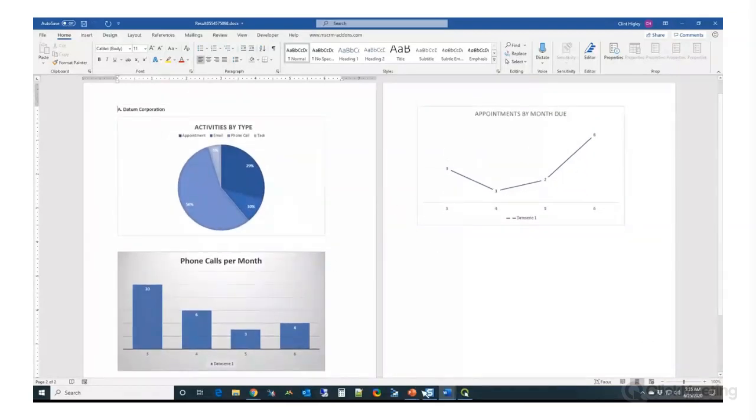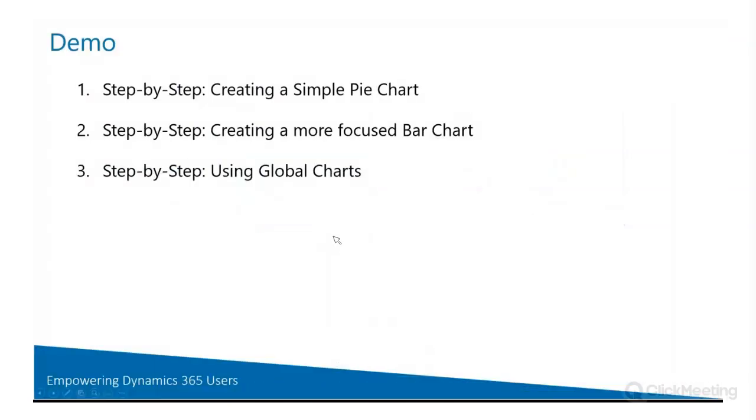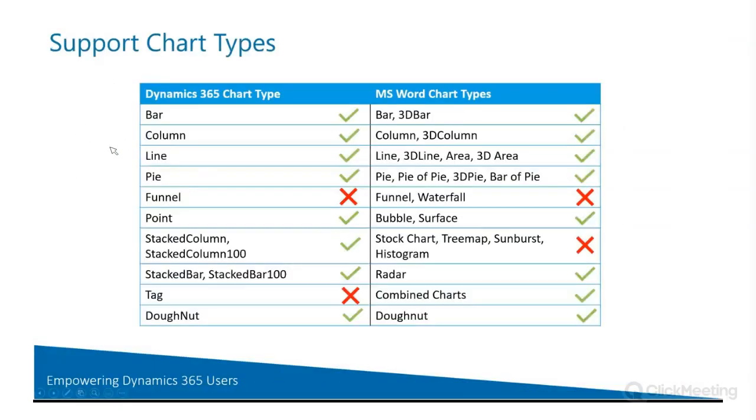So real quick, I just want to go back here and show you the different supported chart types. In this column here, we have all the charts that are supported by Dynamics 365, and all the Word chart types that we support. So I'm just going to go over. We do not support the funnel and waterfall charts, and then these stock charts, tree maps, sunburst, and histograms. We do not support that, and the tag chart. But as you can see, most other charts and a lot of your common charts, which are naturally here at the top, are ones that are supported.